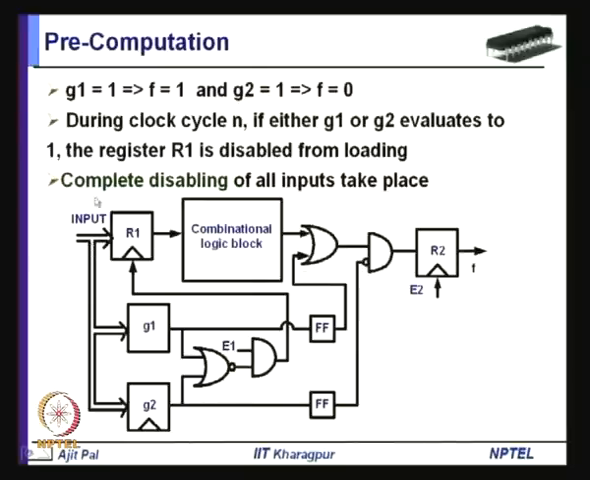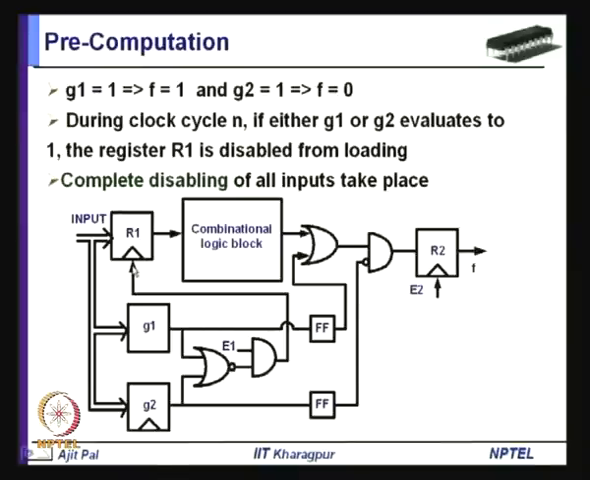That means, whichever condition is satisfied, G1 is equal to 1 when f1 is equal to 1, or G2 is equal to 1 when f is equal to 0, and that can be sent to this output. And these two outputs, G1 and G2, can be used to generate some activation signal for enabling this latch or register R1.